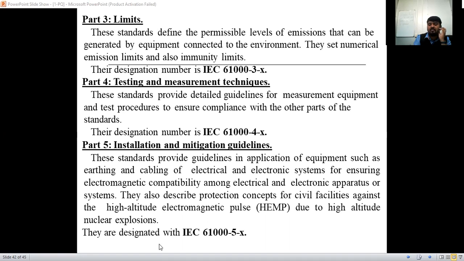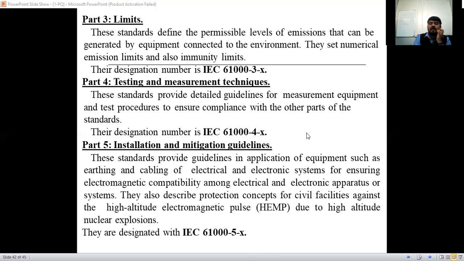So the designation number of this one is IEC 61000-5-X. Here 5 is the fifth part, covering the installation guidelines or protection, and based on that you can assign the numbers. X is 1, 2, 3, 4; again the sub-numbers start there.